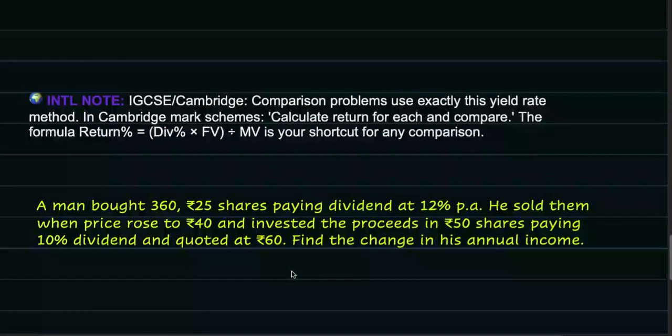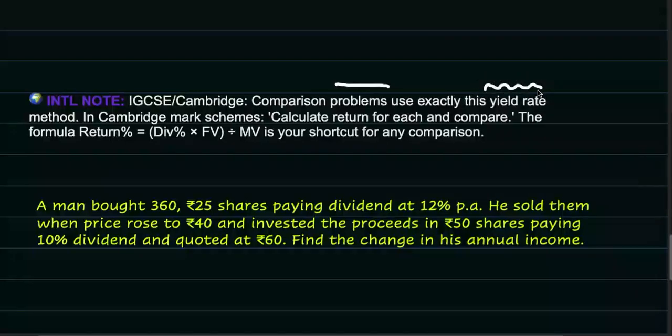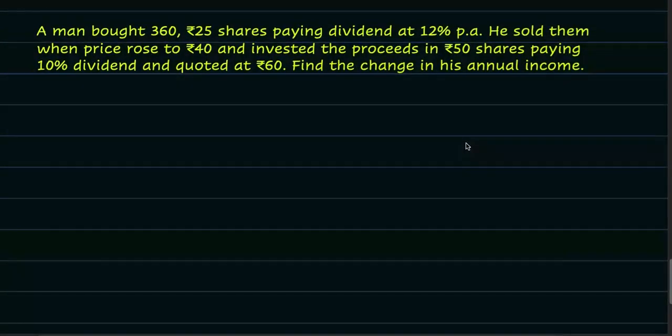So for international note, IGCSE Cambridge comparison problems use exactly this yield rate method. Okay, this is known as the yield rate. In Cambridge mark schemes, calculate return for each and compare. The formula will be return percentage is equal to dividend percentage multiplied by face value divided by the market value. This is the shortcut for comparison. Understood? Moving on with the next problem.